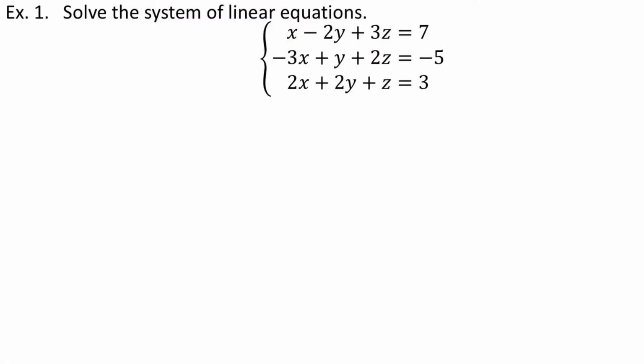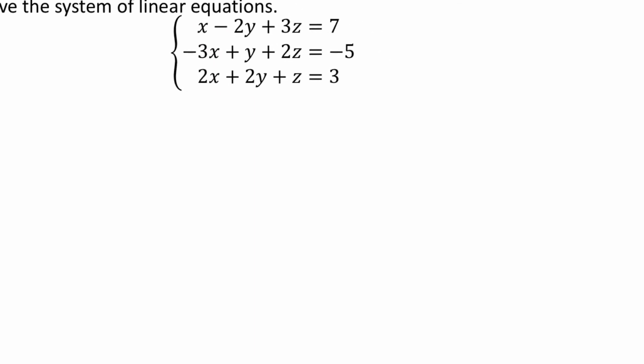The first example says solve this system of linear equations. So I've got a 3 by 3 system that I'm going to solve using elimination. And since I've got 3 variables, I've got to eliminate the variables one at a time in order to be able to solve this. So I'm going to start by eliminating the x first. I'm going to do that because I can see this lone x here that's going to make that pretty easy to use. So the first thing I do is I multiply equation 1 by 3.